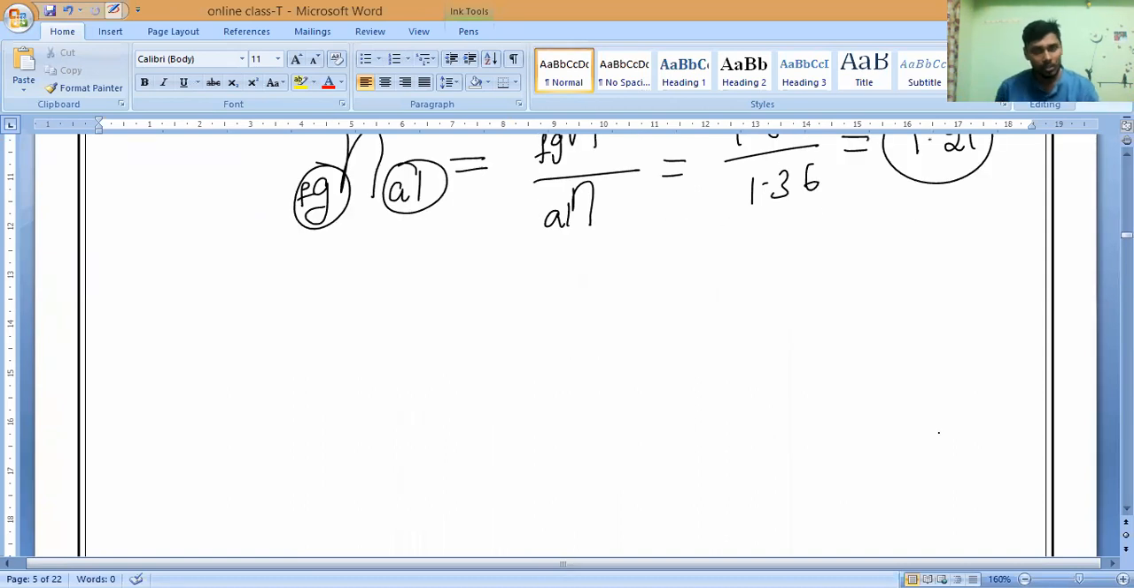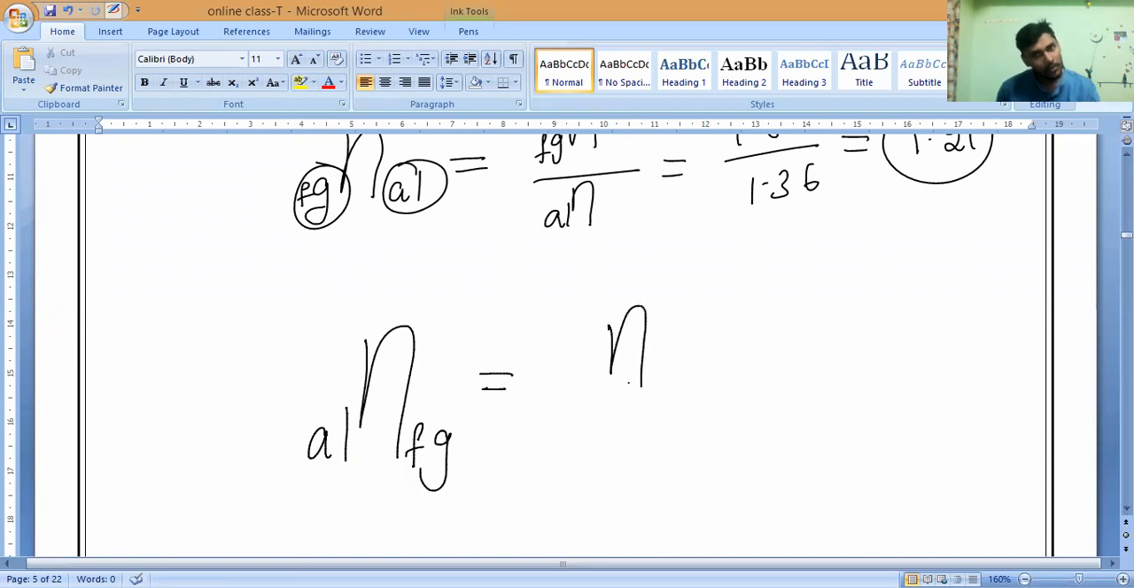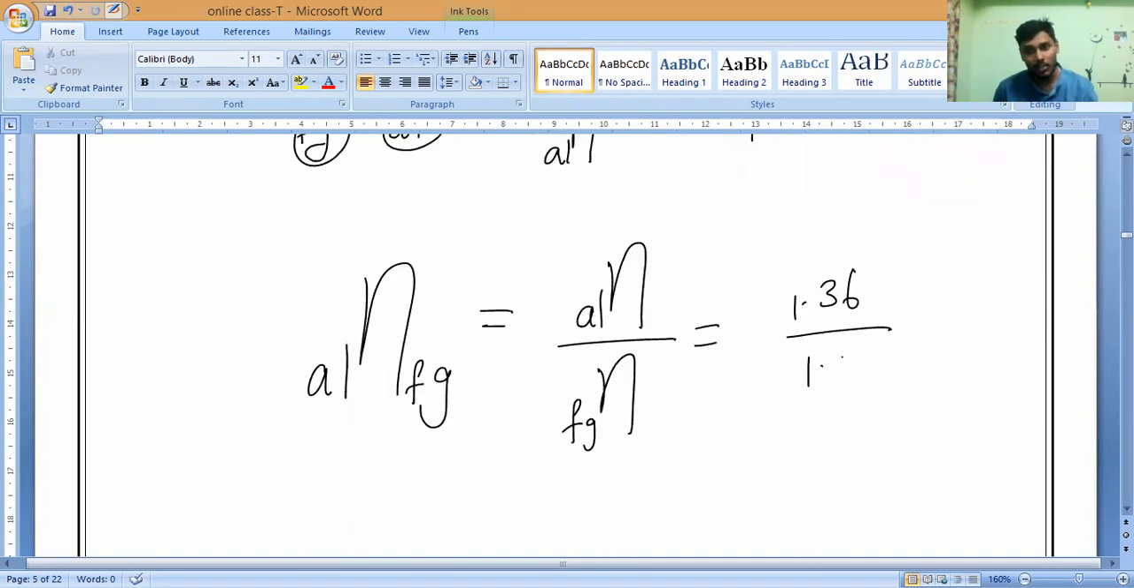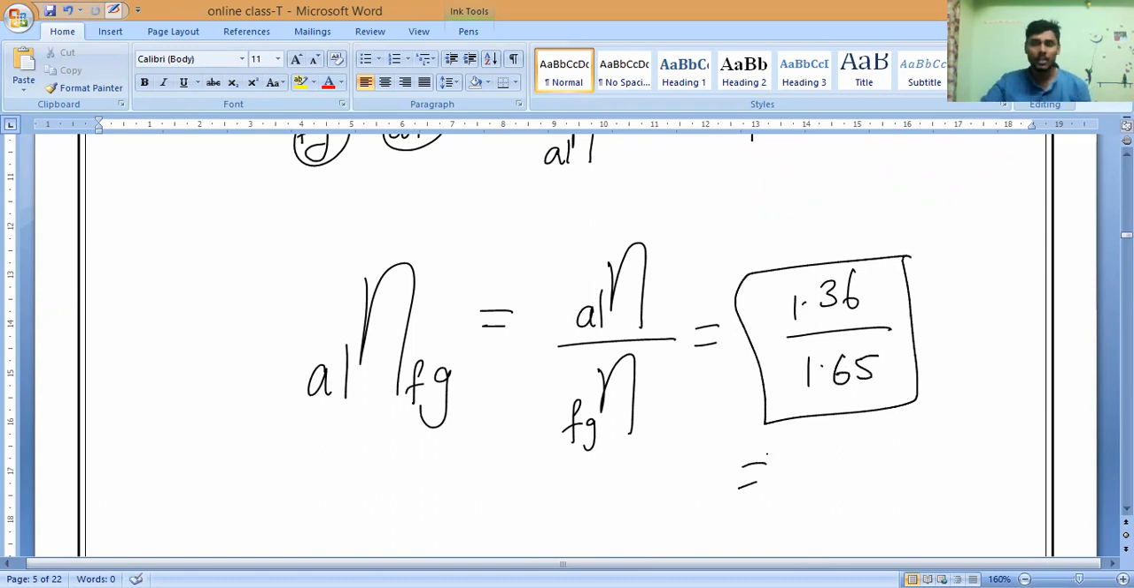Now, if they ask you, suppose, the refractive index of alcohol with respect to flint glass, then what will come, guys? Directly you can write the refractive index of alcohol divided by the refractive index of flint glass. Do you understand, everybody? Any doubt in this? Whatever value you get, you can use it. So no confusion again. Sir, do we have to take the reciprocal here? Not at all.